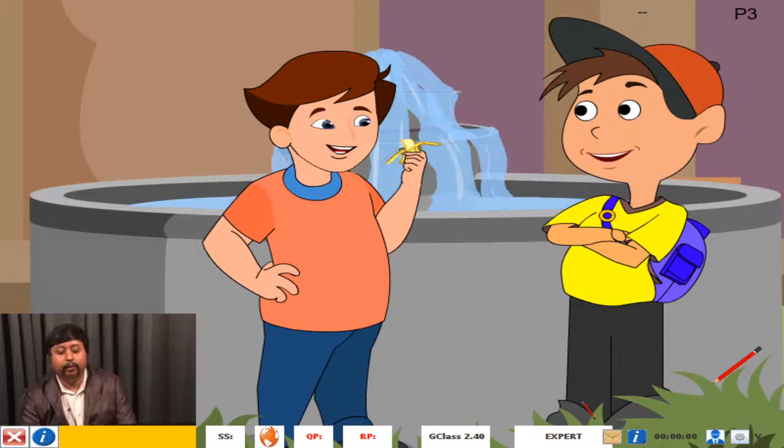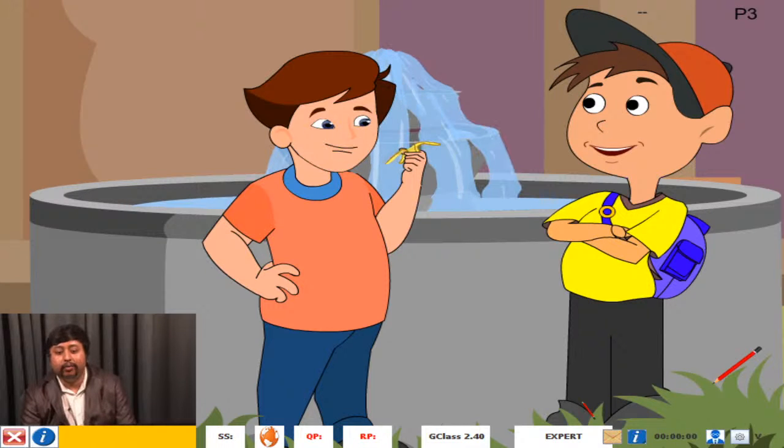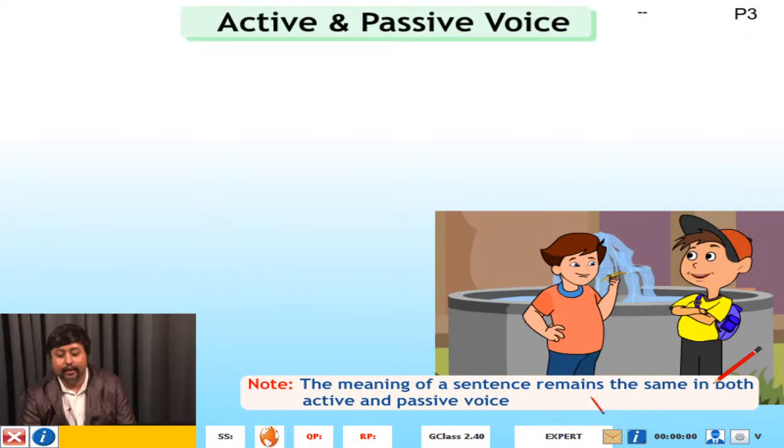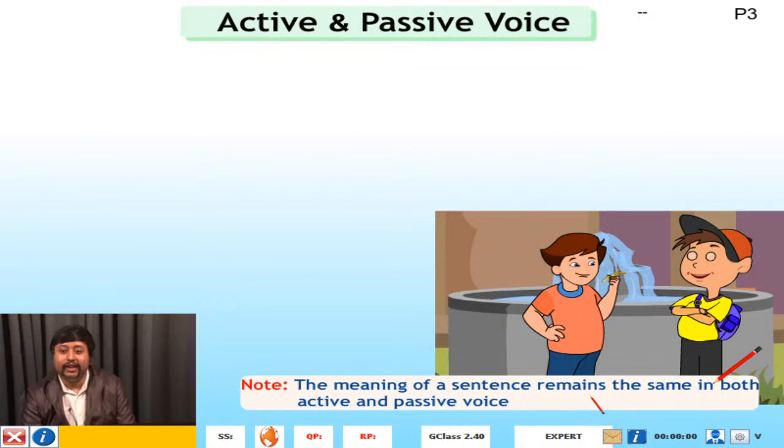So we can see two boys here. One of them is eating a banana and the other one is standing. So active and passive voice. Now let's see what is active and passive voice.